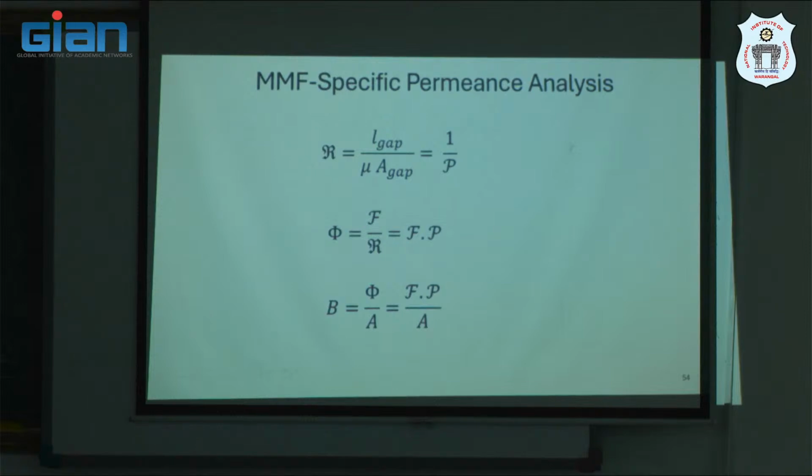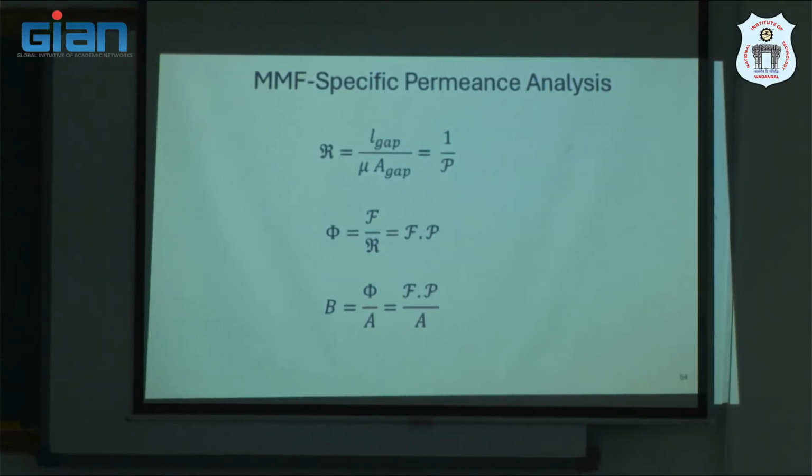So what is MMF? MMF, we know, is the product of flux and reluctance. Right? So we can write mathematically in many forms. What is reluctance? Reluctance is length of the gap divided by permeability times area of the gap. And we also know reluctance is the inverse of permeance. Permeance is the ability of the magnetic medium to allow flux lines to pass through, whereas reluctance is the opposite. So in order to calculate flux, we need MMF and we need to divide by reluctance, or we can multiply it with permeance.